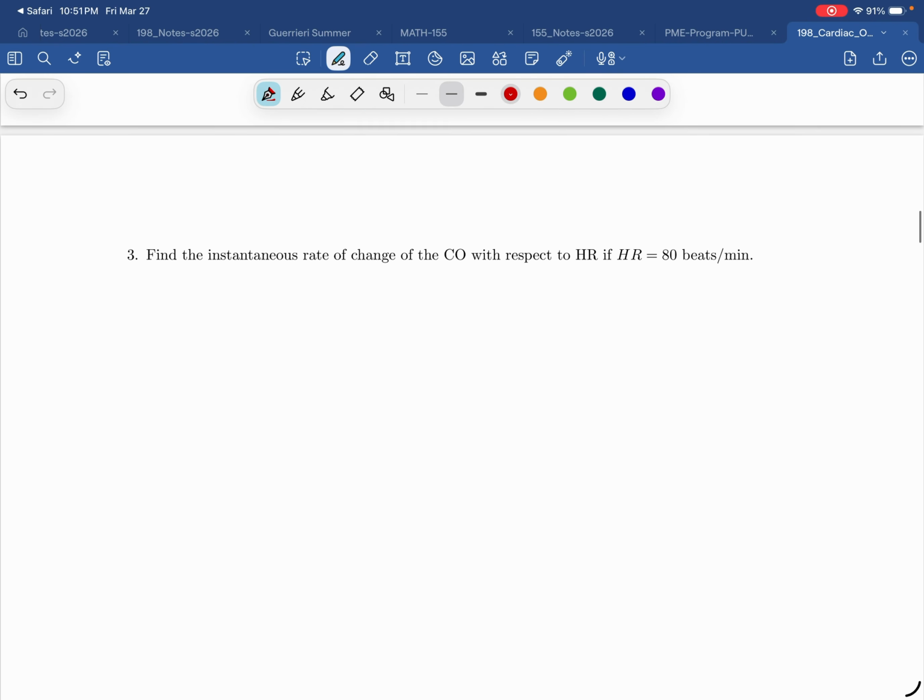Now we get into some calculus, right? That was all just algebra, right? Just creating a function, plugging stuff in. Now we talk about calculus, right? Find the instantaneous rate of change of CO with respect to HR. Now, they give you a value of HR, but hold on a second.